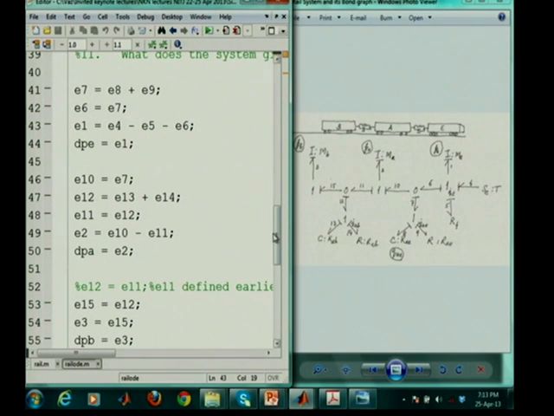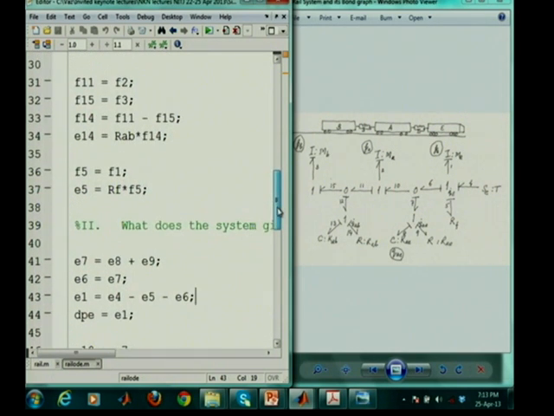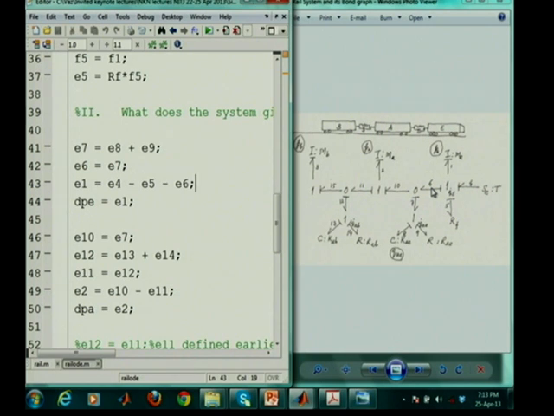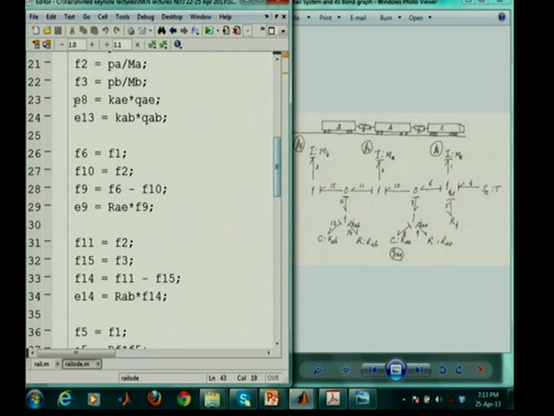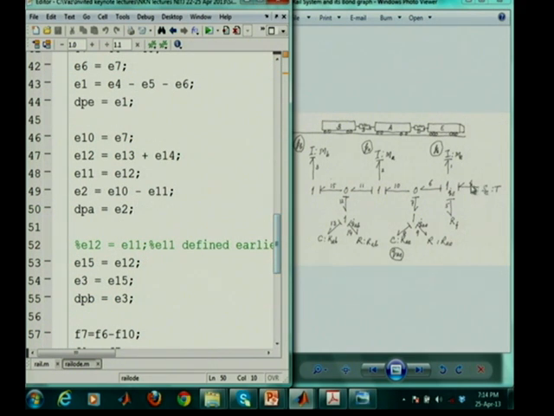Effort 5 also has been defined on line 37 over here. Effort 6 needs to be defined. So effort 6 is coming from where? Effort 6 is actually being brought by effort 7 in the zero junction. So effort 6 is the same as effort 7. And effort 7, what is it? Effort 7 is equal to effort 8 plus effort 9. And effort 8 and effort 9 have both been defined here. Line 23 is effort 8 and line 29 is effort 9. So you have got all these efforts listed out.